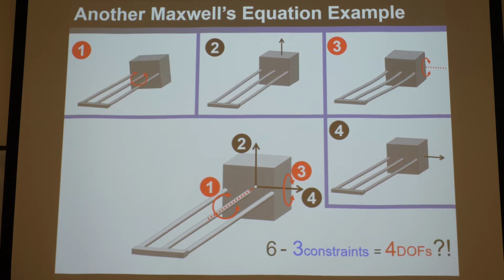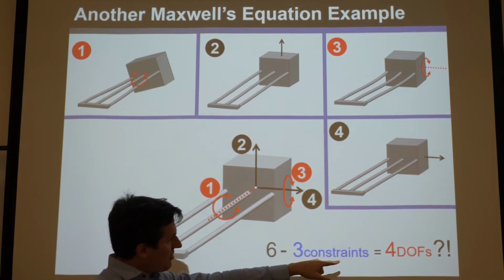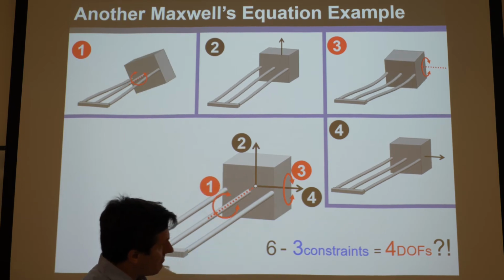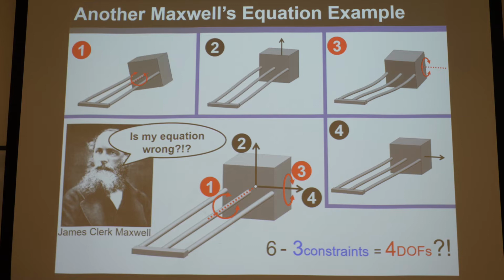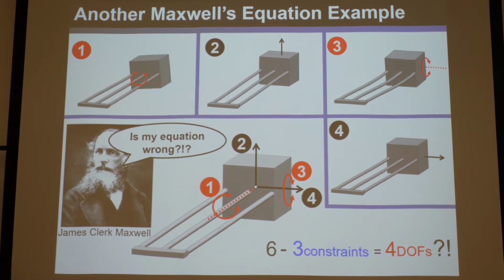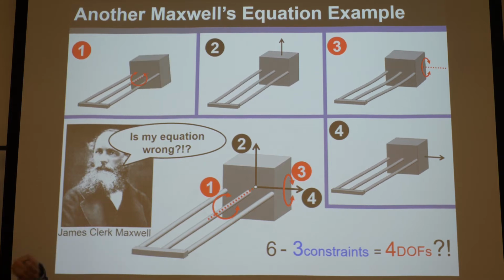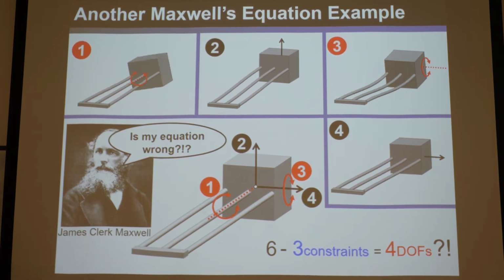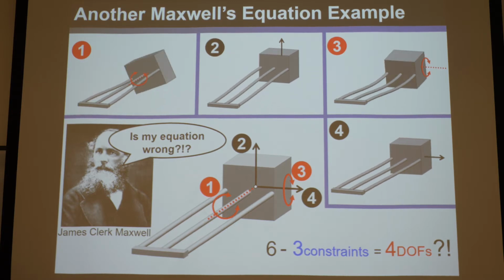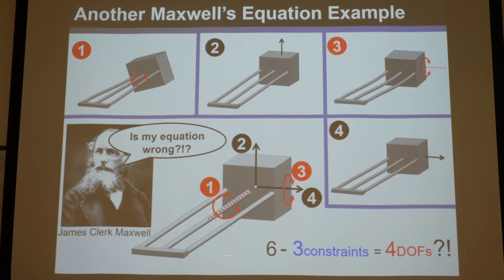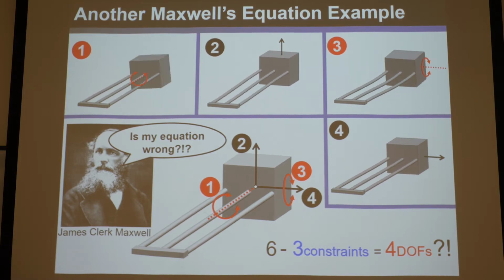Okay, so it begs the question, like, what the heck? We have 3 constraints. 6 minus 3 should be 3, but we still have 4 degrees of freedom. It's undeniable. There's 4 degrees of freedom there. So the question is, is James Clerk Maxwell's equation wrong? Well, one of the most important principles you learn in this class is James Clerk Maxwell is never wrong. The guy's a total genius. Everything he says is right. So something's wrong about us here. We need to reconcile what in the world is going on here.